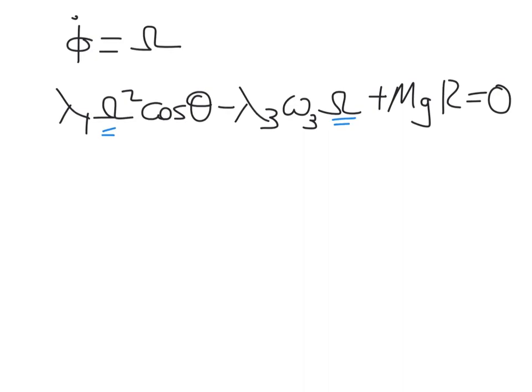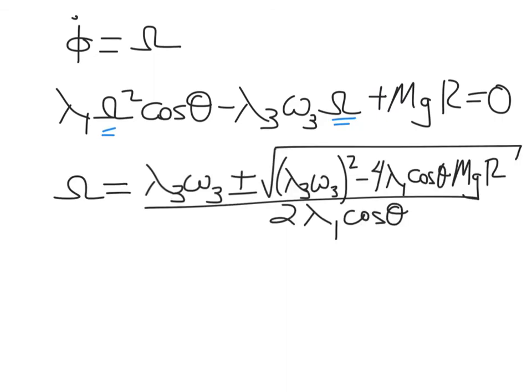And so we have a quadratic equation for big omega, so we can apply our quadratic equation. Here's what that looks like. So we get two roots, of course, a plus and a minus. Lambda 3 omega 3, little omega 3, lambda 3 omega 3 squared. There's a square root here, and we divide everything by this.